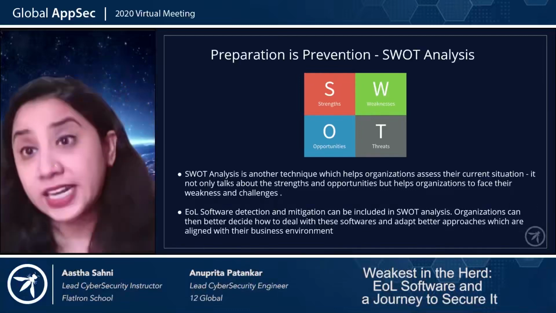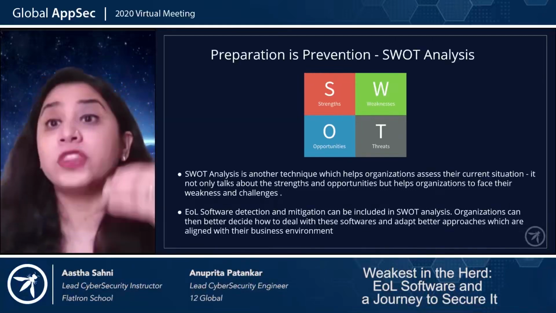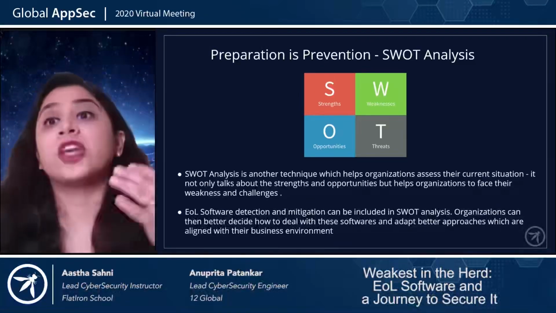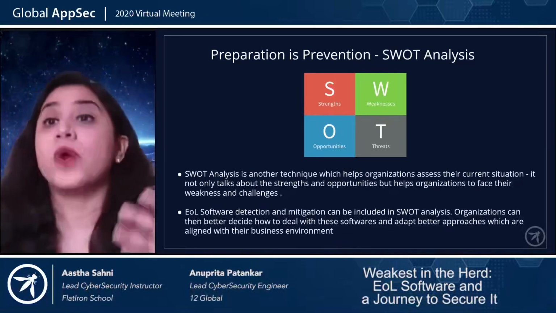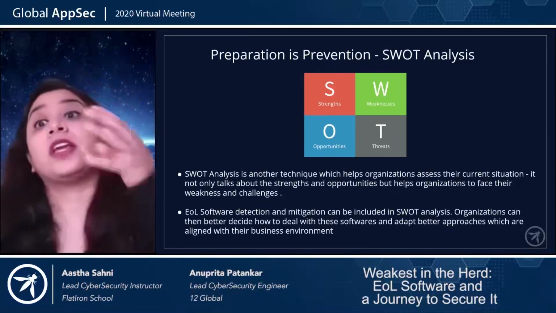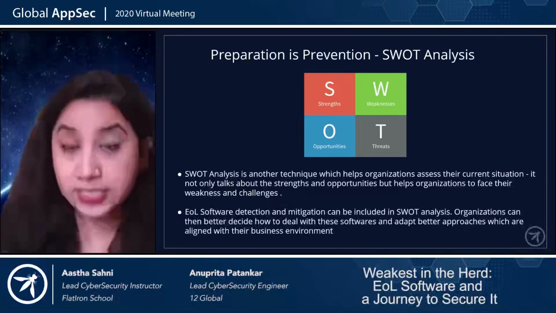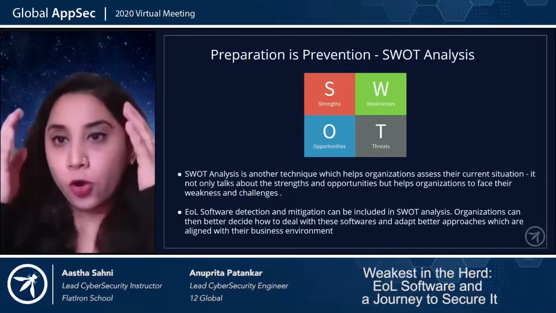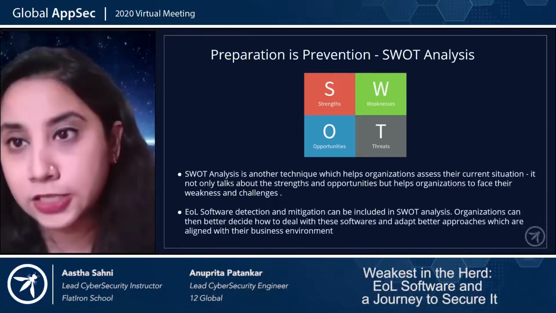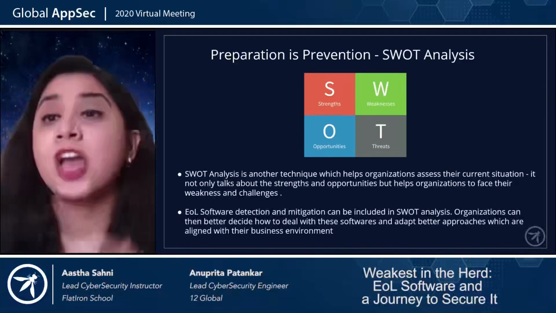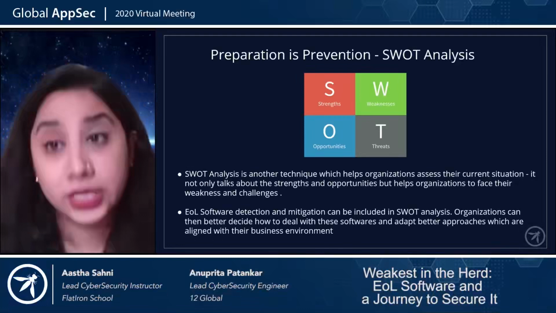And when coming to weaknesses, along with the normal vulnerabilities in our applications, systems and services, we can find vulnerabilities through end of life software, and we can then associate those vulnerabilities with future risks and threats. Based on this SWOT analysis, we will not be just focusing on the strengths and opportunities of an organization. We'll be focusing on the weaknesses and threats as well.